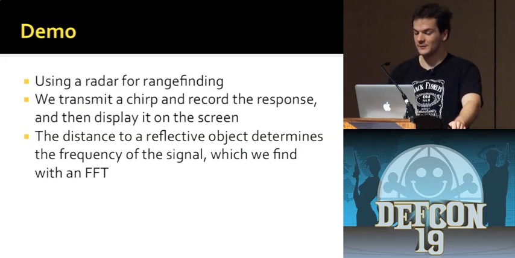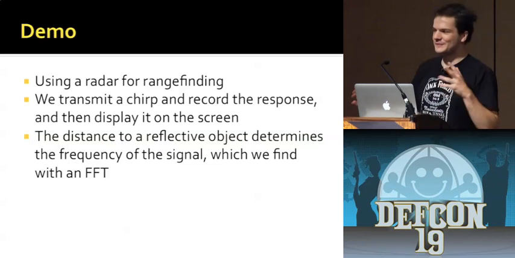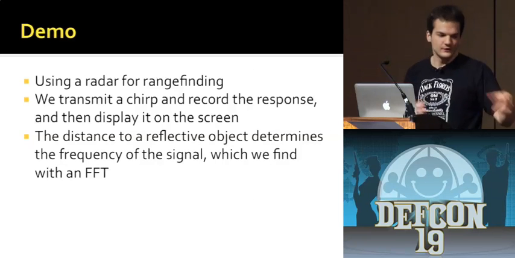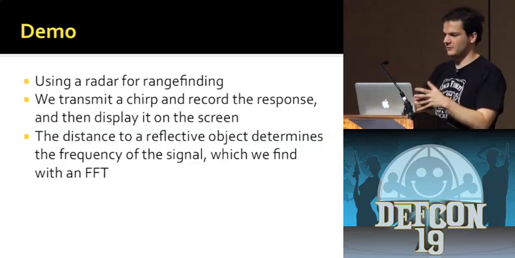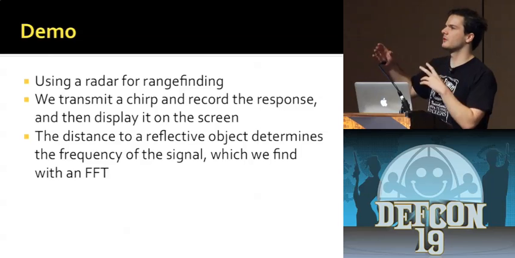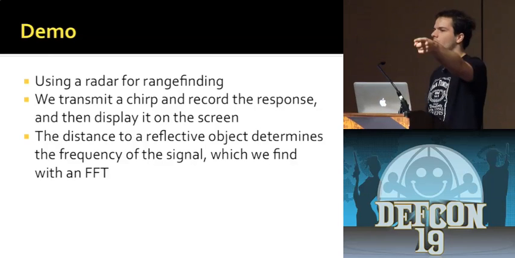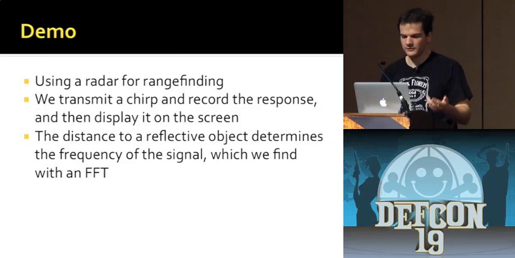So I'd like to try a demo now. I really hope this works, but I know how demos work at DEFCON, so we'll see what happens. Basically, we're going to try to do a range finding demo. I'm going to set this thing up to generate a chirp, record the response, and display it on a screen. There'll be a couple of plots there, and I'll describe those when they come up. But basically what you should be able to see is the distance to a wall or something come up as a stronger signal at some range. We'll plot it with respect to range, and all that processing is done with an FFT.